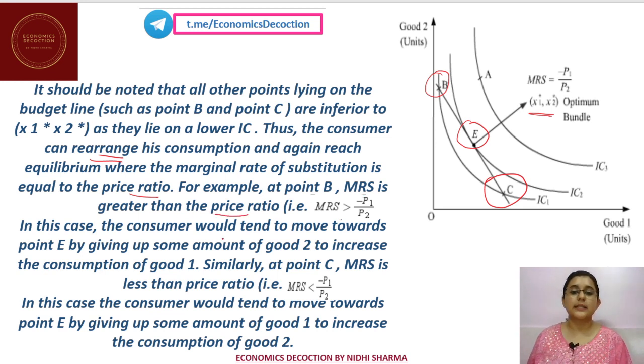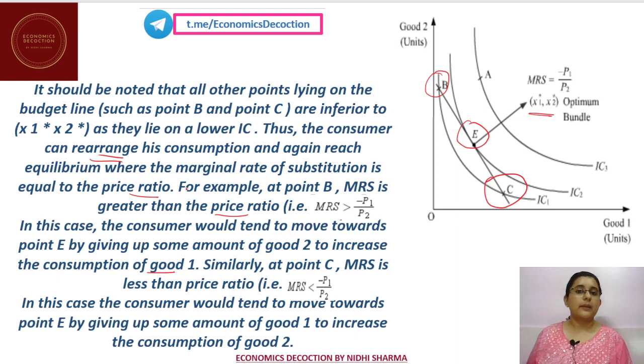In this case, the consumer would tend to move towards point E by giving up some amount of good 2 to increase the consumption of good 1. So when the consumer is at point B, the consumer tends to move towards the equilibrium point E by giving up some amount of good 2 in order to get some more amount of good 1, and thus the consumer moves from point B to the equilibrium point E.